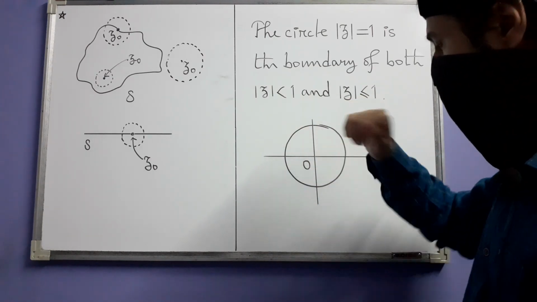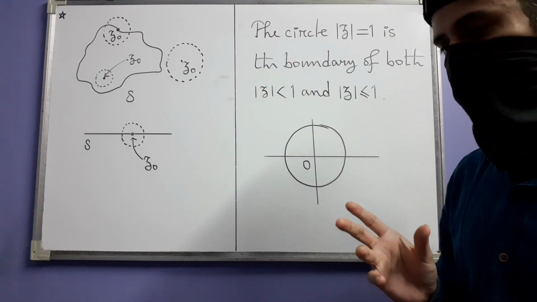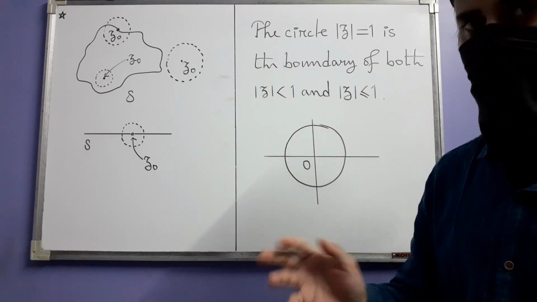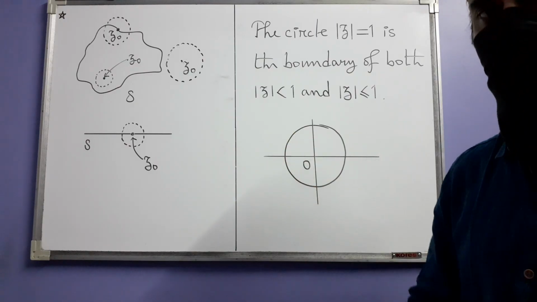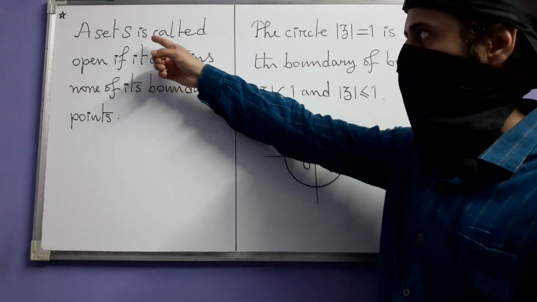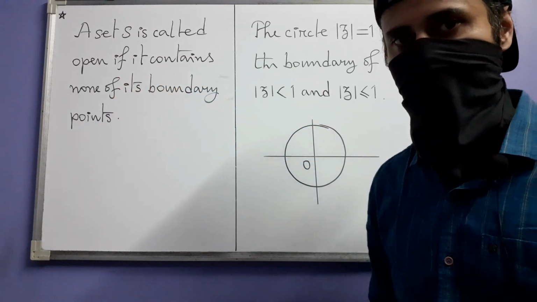In this case, all boundary points are in the set. But sometimes we have situations where, say, some boundary points are in the set, some are not. We will see what these things ultimately lead to right now itself. A set S is called open if it contains none of its boundary points.